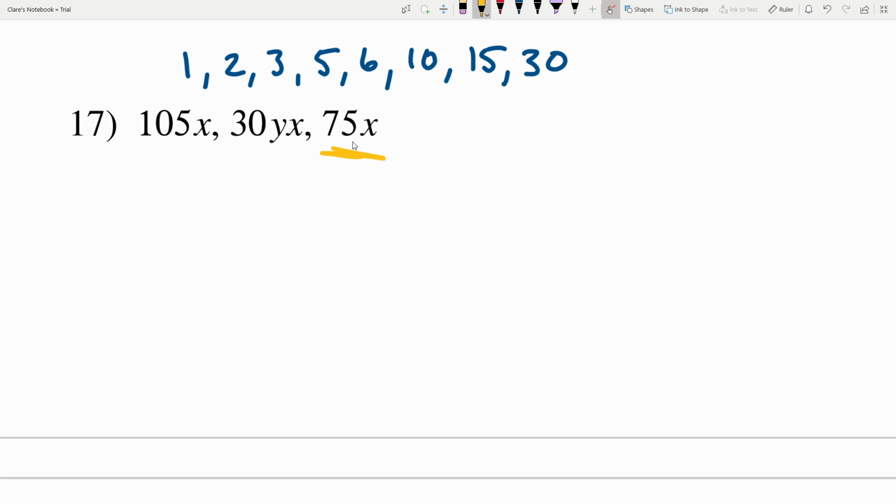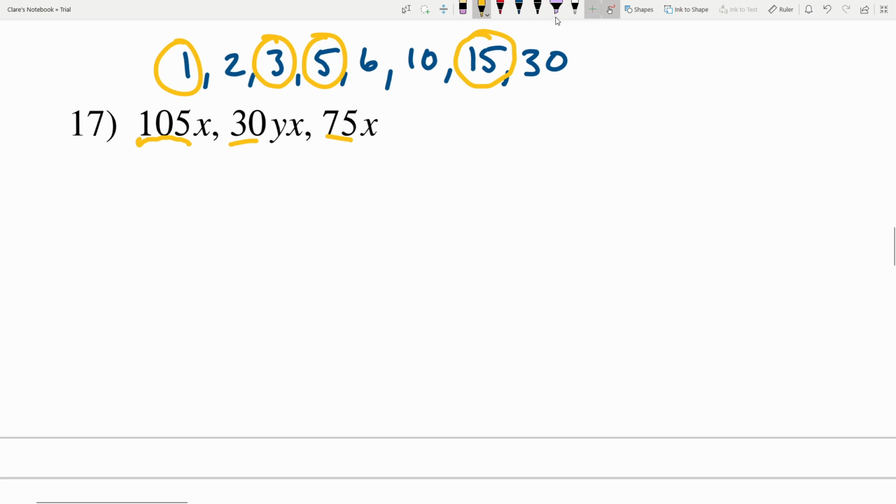So I'm going to circle all the factors that divide 75. That's 1, 3, 5, and 15. Now, I know that 15 is my greatest number between 30 and 75, but I have to see what my greatest number is between all of these together. So knowing that 1, 3, 5, and 15 are the numbers that 30 and 75 have in common, I need to see if 105 has any of those in common as well.